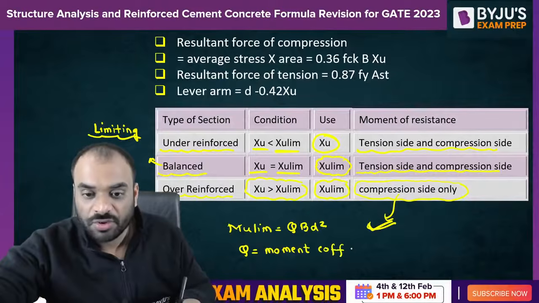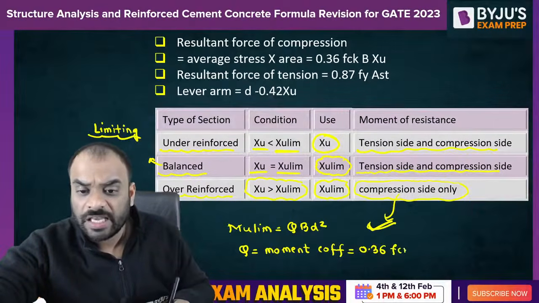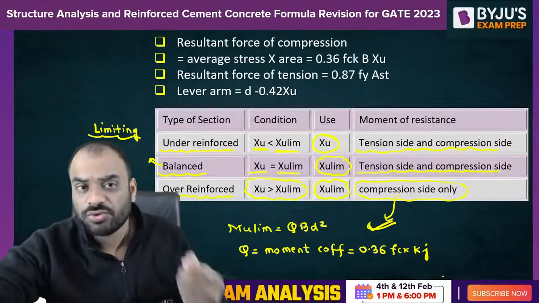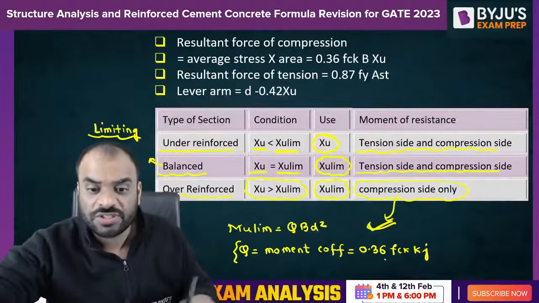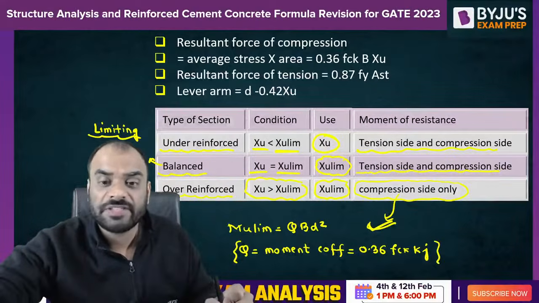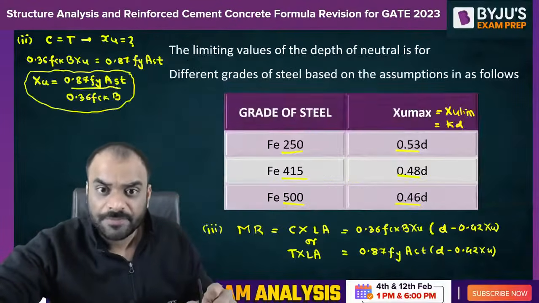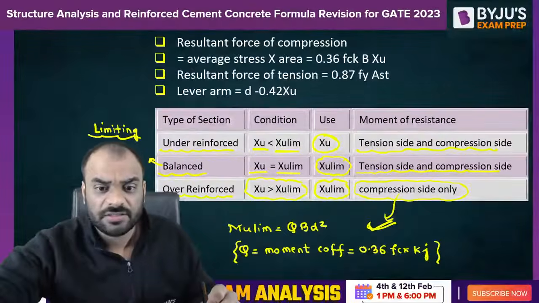Moment coefficient. What is the value of the moment coefficient? It is 0.36 fck into k into j. You know what k is, you know what j is, and you know what fck is, right? Already. So Q is equal to how much? 0.36 fck into k into j. Okay, clear, guys? There is one suggestion from my side.